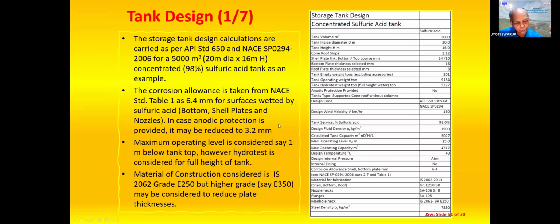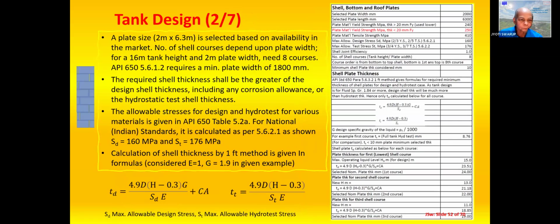In case anodic protection is provided, it may be 3 millimeter. Maximum operating level considered is 1 meter below the tank top. Our hydro test is considered at full height. Material of construction considered is IS 2062 Grade A, which is a historical grade for India, and a higher grade may have been considered, which will reduce the thickness of the plate.